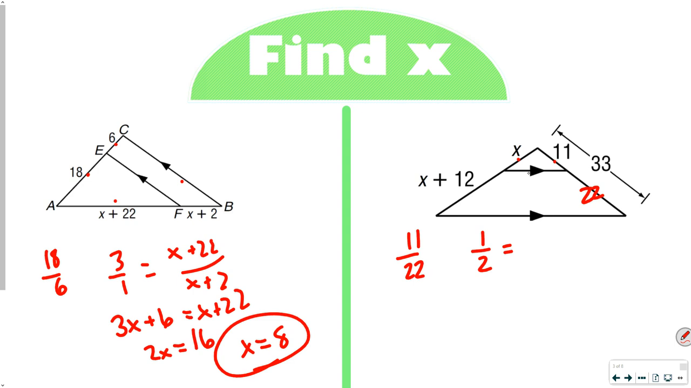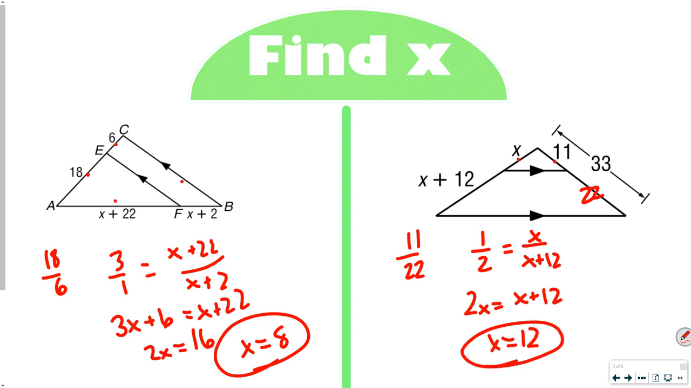I did the smaller part over the bigger part, smaller part over the bigger part, x over x plus 12. Cross multiply, you have 2x is equal to x plus 12. Subtract the x, and x is equal to 12.